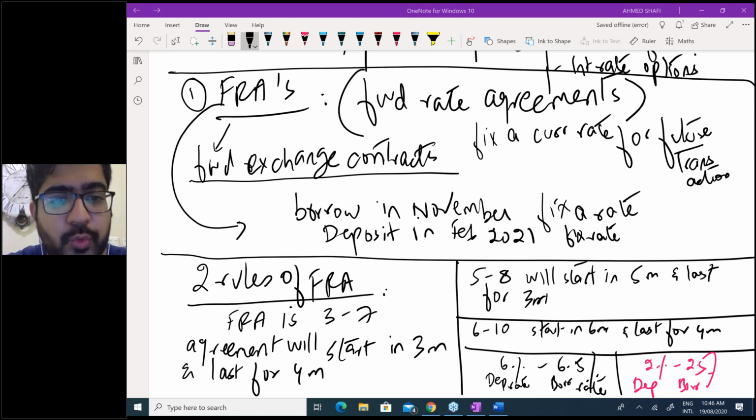Okay. And the first rule, when we say that FRA is 3-7, the first number, 3, is when it will start. The agreement will start in 3 months. And for how long it will last, the gap shows that. It will last for 4 months. Similarly, if it states the agreement is 5-8, the first number, it will start in 5 months and last for the gap. What is the gap? 3 months. Similarly, if it states that the agreement is 6-10, it starts in 6 months and lasts for the gap, 4 months. Okay.